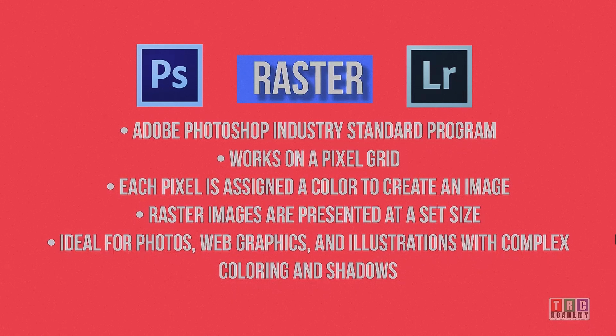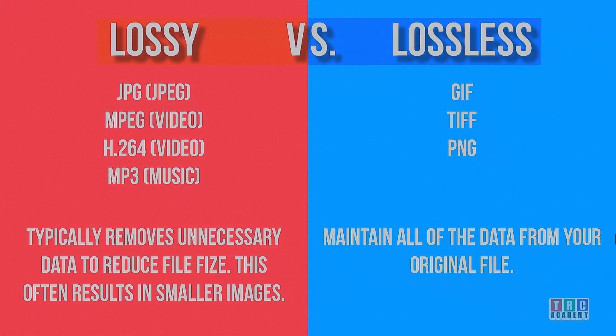Raster images are presented at a set size, ideal for photos, web graphics, and illustrations with complicated colors, gradients, shades, and other things. So pixel is very important: DPI, dots per inch, or PPI, pixels per inch. 300 dpi is a must, and the color mode, which you saw in the last chapter, should be RGB for normal presentation and CMYK for printing. So CMYK printing plus 300 dpi. For any TV purpose, it is 72 dpi.